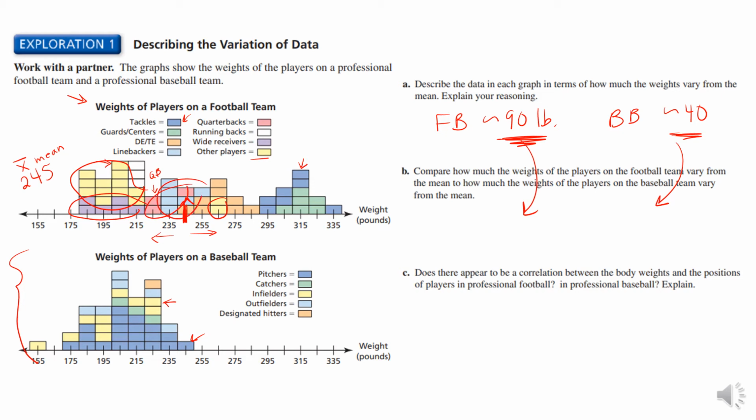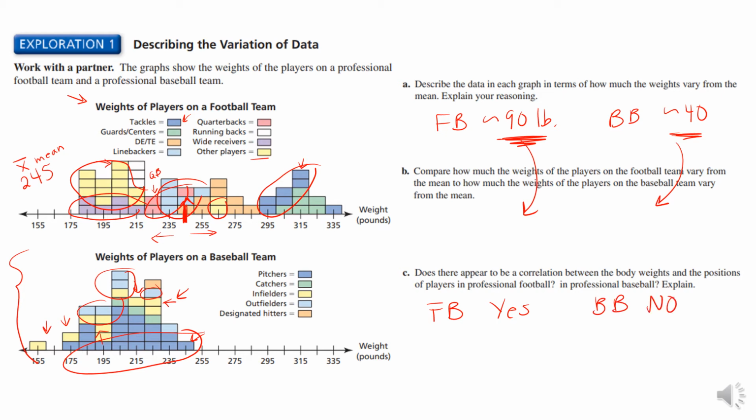So yeah, there seems to be a direct correlation between the positions people play and their weights. In football, the answer would be yes, there is a correlation between the position and the weight. But if you look at baseball players, the infielders are here, here, here, and then the pitchers are all over the place, and the outfielders are all over the place. So I would say for baseball, there is no correlation.